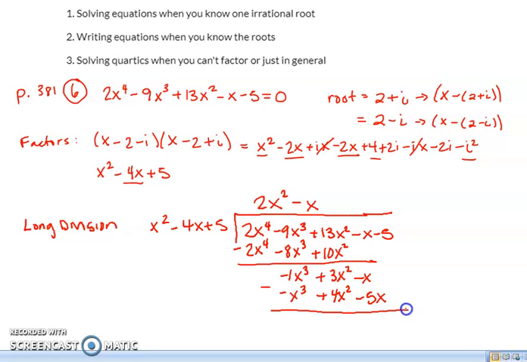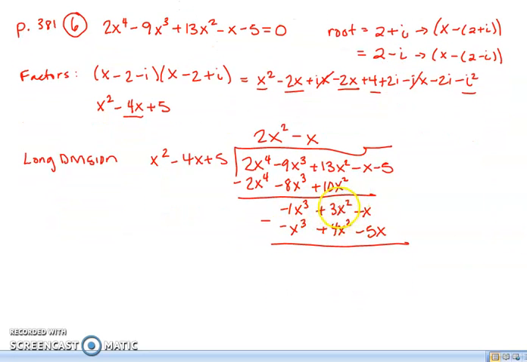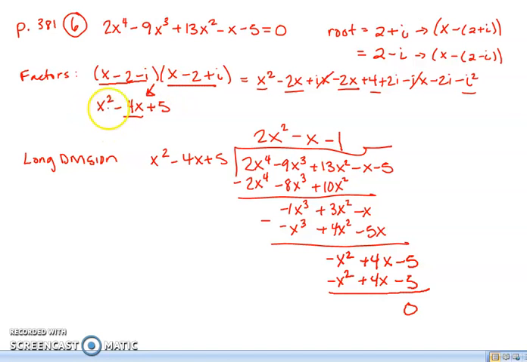You subtract. Those become 0. This becomes what? Negative x squared, positive 4x, minus 5. So I'm going to need a negative 1. And I get a negative x squared, a positive 4x, and a minus 5. And your remainder should be 0 because we just said earlier this is a factor. So we had two individual factors that when you multiply them together give you your quadratic factor. When you divide out your quadratic factor, you get a second quadratic factor.